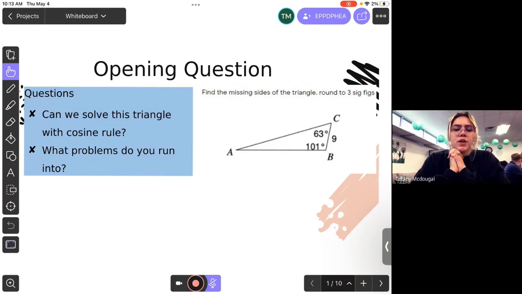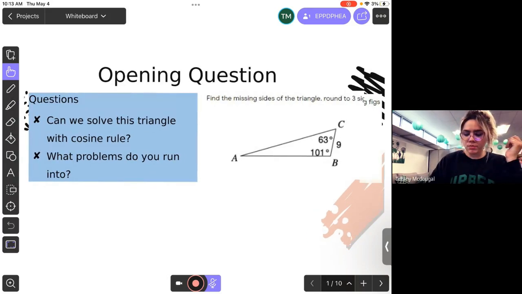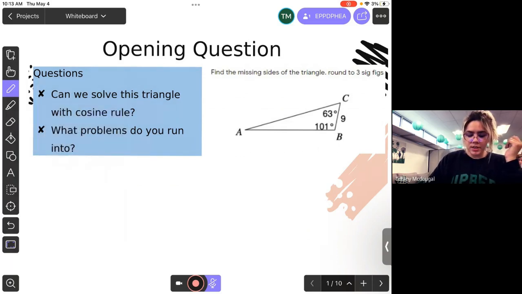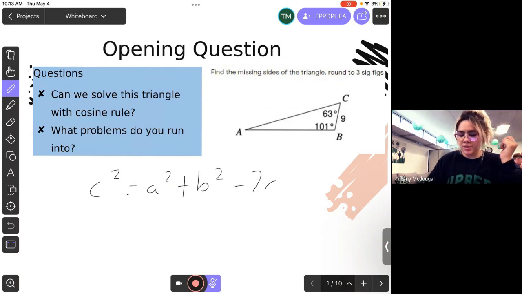Can we solve this triangle using cosine rule? Now, we took our notes on cosine rule during our last class, and we should know what that formula is. So cosine rule is c squared is equal to a squared plus b squared minus 2ab cosine capital C.